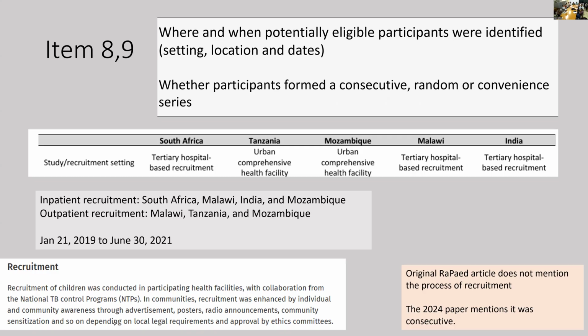Actually, this paper doesn't really mention how the patients were recruited. The paragraph just mentions that recruitment of children was conducted in collaboration with the National TB Control Programs. However, they had published another secondary analysis paper, and that one mentions that the recruitment was consecutive. This one line was mentioned.